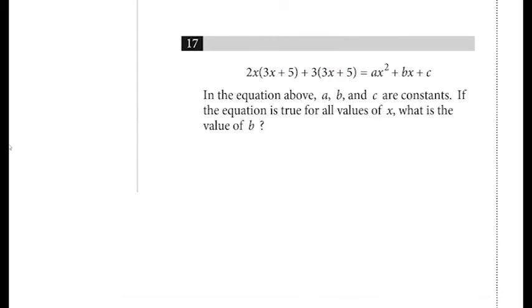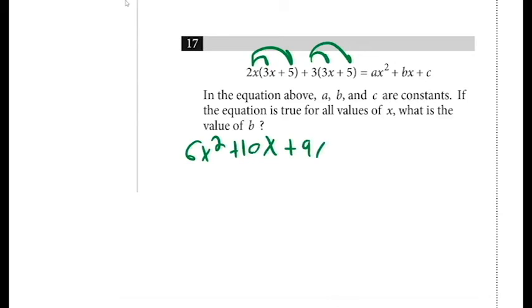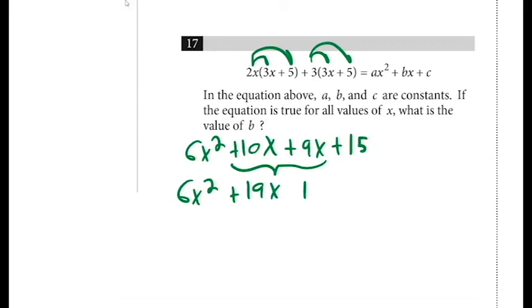For number 17, most people who got question 17 wrong probably just didn't realize what a simple question it was. Let's just start by simplifying. Let's go ahead and distribute 2x into both of the terms next to it, 2x times 3x and 2x times 5. That's going to give us 6x squared plus 10x. Distribute the 3 into here and here. 3 times 3x is 9x and 3 times 5 is 15. Now we can combine our like terms and we'll get 6x squared plus 19x plus 15.